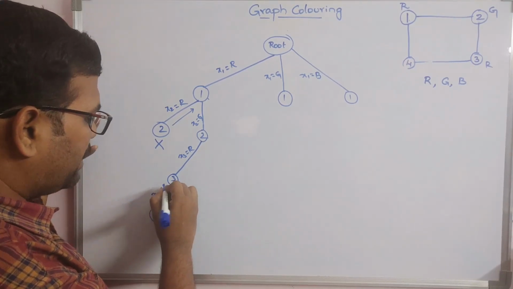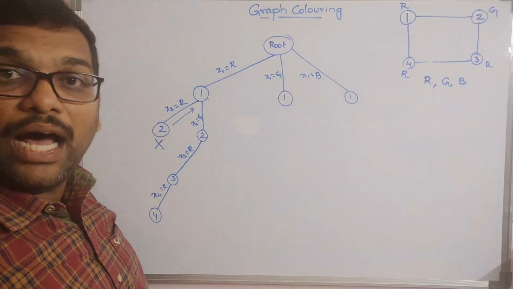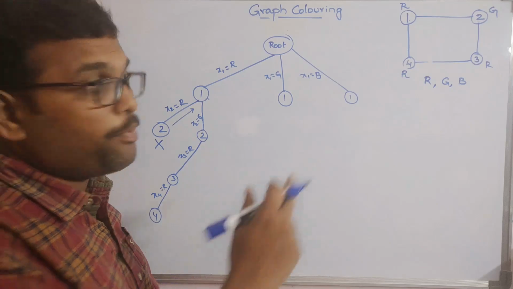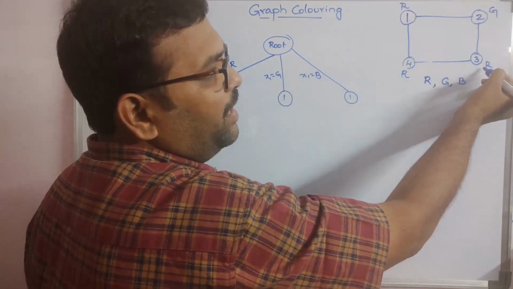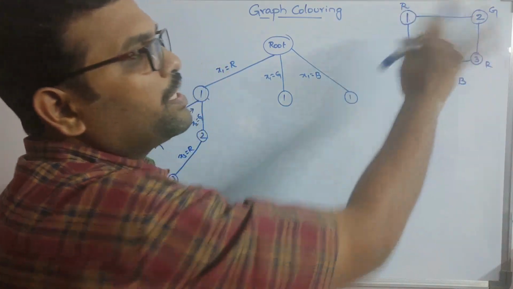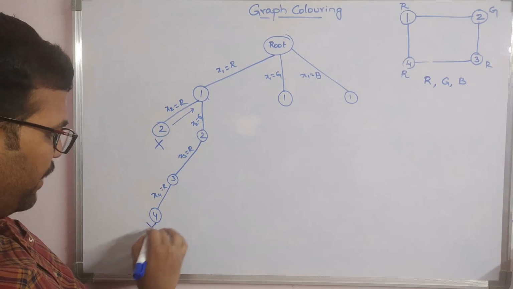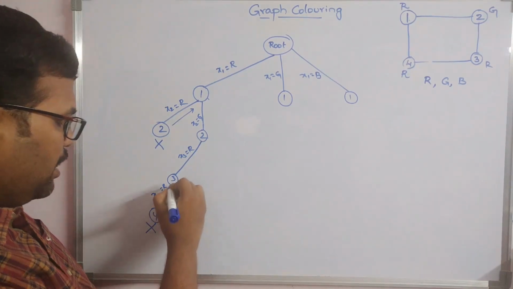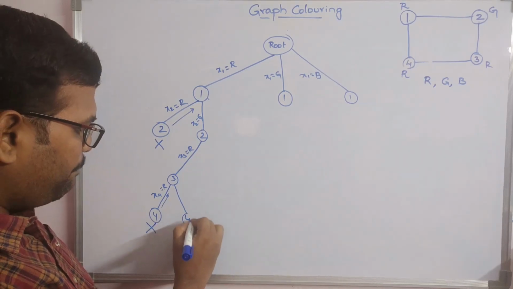And again, fourth, x4 is equal to R. That means the fourth region is filled with R. So is it proper? No, because 4 has the adjacent nodes 1 and 3, and nodes 1 and 3 are filled with R. So we should not fill the 4 with R. So this fails. This is not a feasible solution. So backtrack and move with the next alternate path.